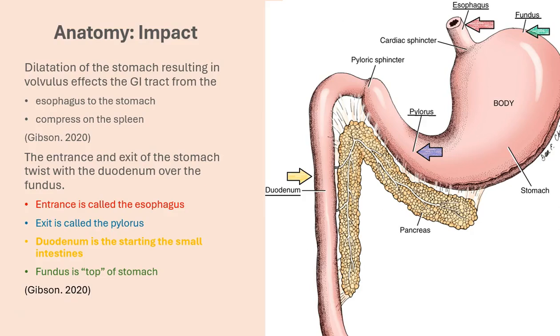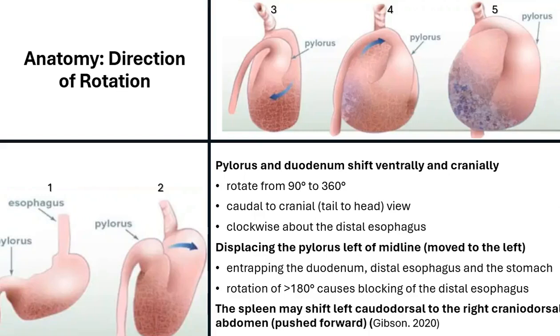The entrance and exit of the stomach twist along the duodenum and by wrapping over the fundus. The entrance is the esophagus, the exit is the pylorus, the duodenum is the beginning of the small intestines, and the fundus is the top of the stomach. The direction of this rotation begins with the pylorus and the duodenum migrating ventrally and cranially.